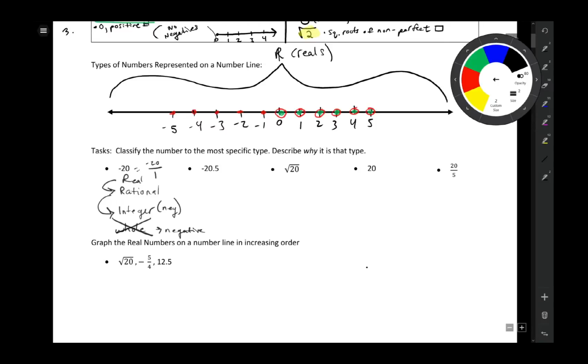Okay, easy peasy. Next one here, terminating decimal. Okay, so it's real. It is rational. And is it an integer? No, because it's a fraction. So you just stop at rational, okay? This is an integer. Whoops. Back. Go back. Where's my backspace?